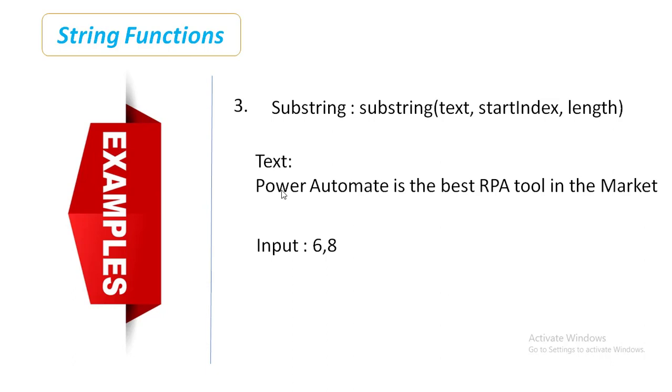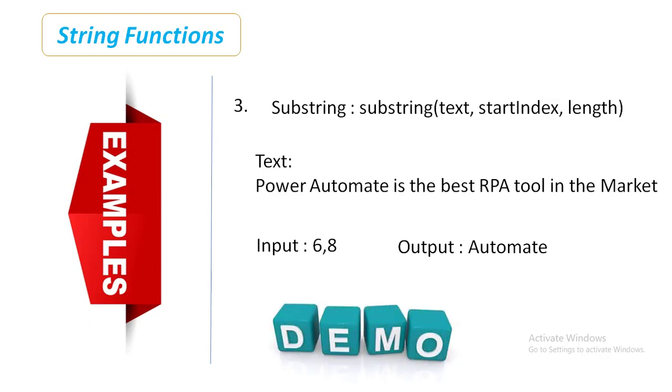Now, for "automate", I'm going to give the input as 6 and 8. The 8 is the length, and the 6 is the starting index. So what output will you get? You will get "automate", because the length of "automate" is 8 and the starting index of the A is 6. So the output will be "automate" using the substring function.